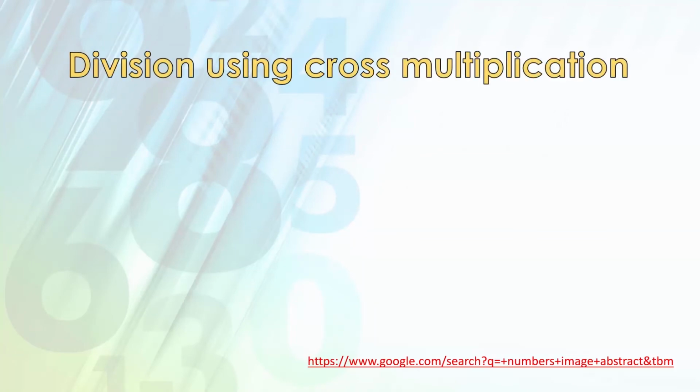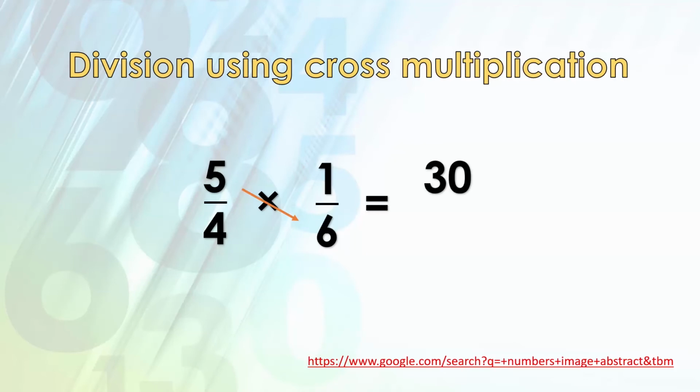We can also divide fractions in another way. Instead of finding the reciprocal of the divisor, we can simply do cross multiplication. Numerator multiplied to the denominator and the denominator multiplied to the numerator. Example, 5 over 4 divided by 1 over 6. We don't need to interchange the numerator and the denominator of the divisor. Instead, we can do the cross multiplication. 5 over 4 divided by 1 over 6: 5 times 6 is equal to 30.